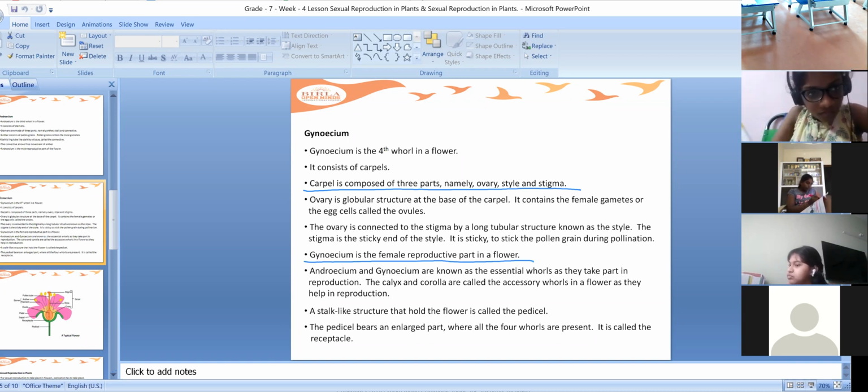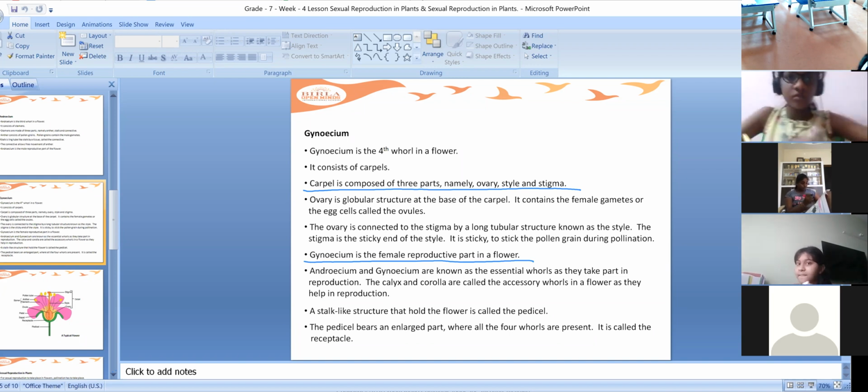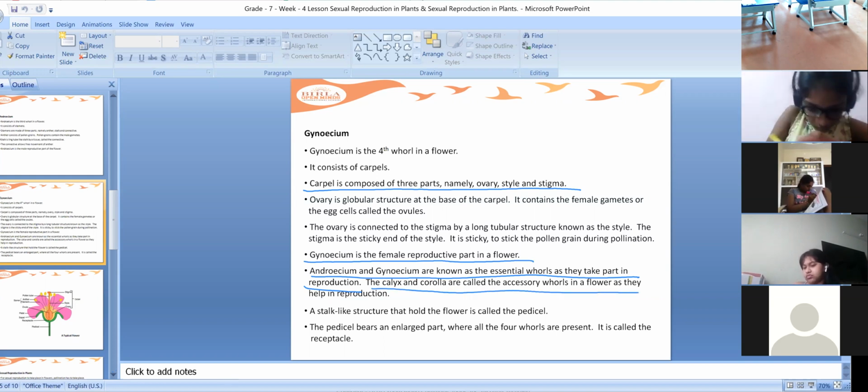Androecium and gynoecium are known as essential whorls, essential parts, as they take part in reproduction. Please underline it. And the calyx and corolla are called accessory whorls in a flower, as they help in reproduction.